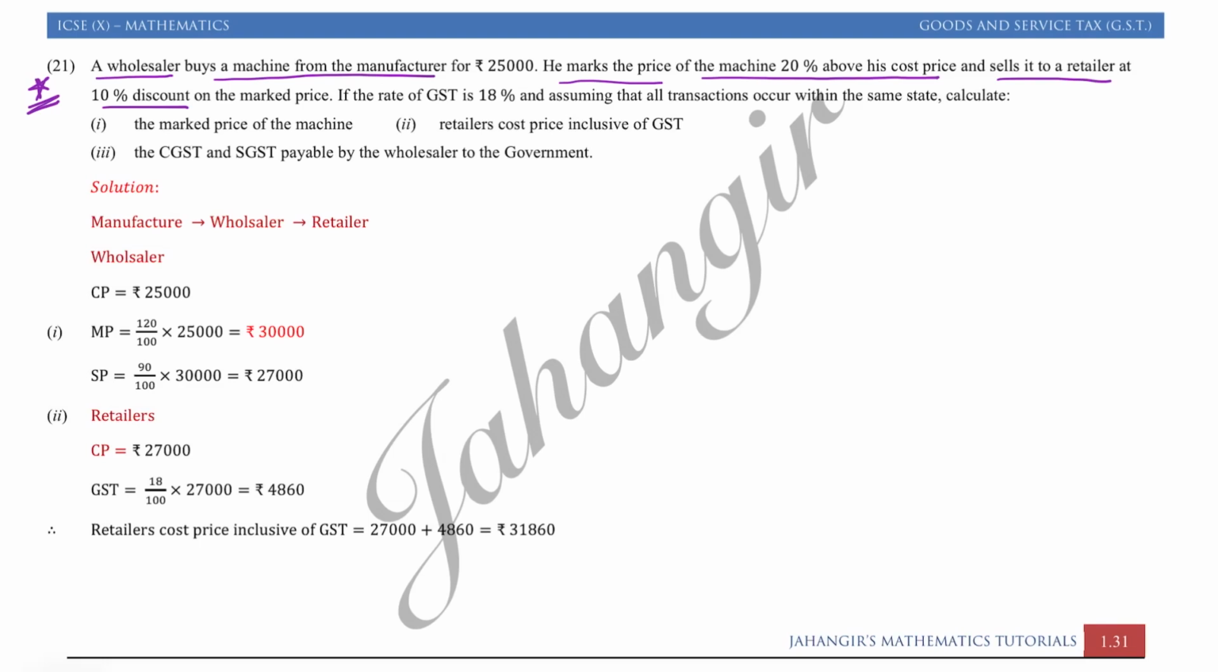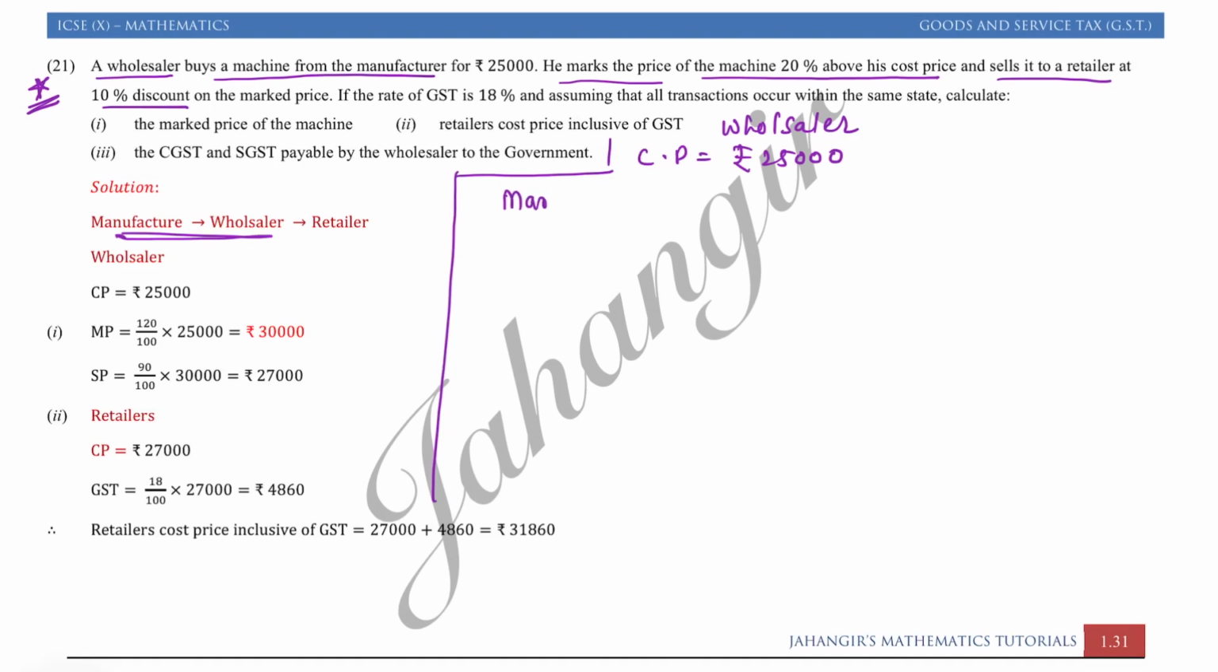The first part, we have to find the mark price. So let us find MP. तो पहले CP is equal to rupees. Wholesaler had bought it from the manufacturer. Here I had given the chain. Okay. So wholesaler के लिए CP is rupees 25,000. उसने मार्क अप कर लिया.